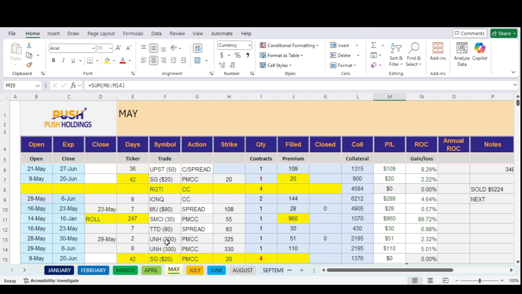The next one is UNH or United Health. I did make a very serious video about United Health, where it's trading, what has happened to this company, and why I've decided to get into it. Now, I did go ahead and buy a LEAPS option on United Health, and I use that LEAPS option in order for them to sell covered calls. So that's why you see here it says PMCC.